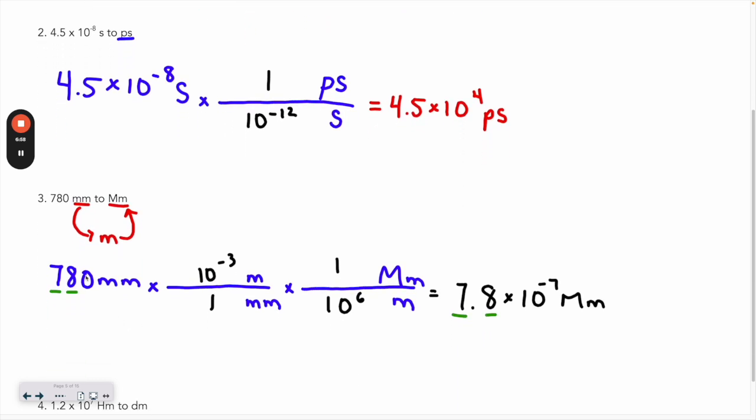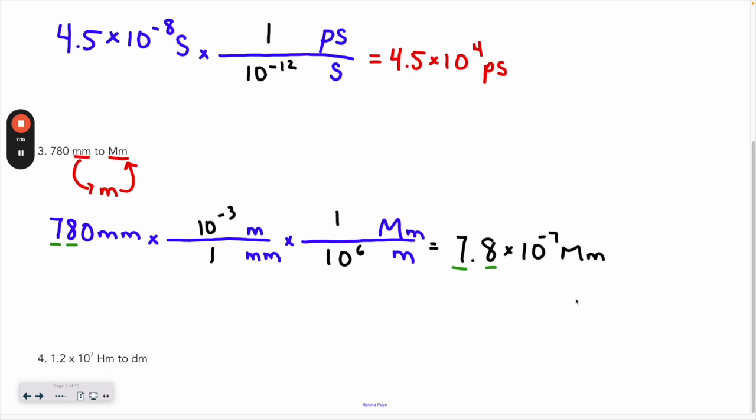Same thing here. You have 780 millimeters. Millimeters are tiny. So there are going to be very, very, very few megameters compared to millimeters, which is why when I started for my answer to say 10 to the 7th, I was like, that doesn't make sense. The value here should be very, very small because the unit is so large.